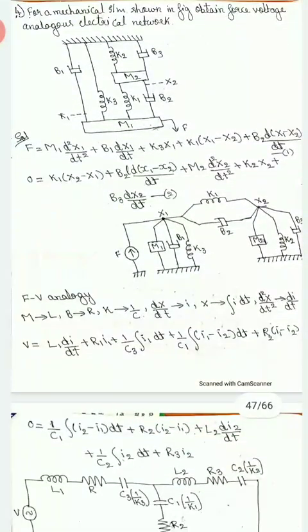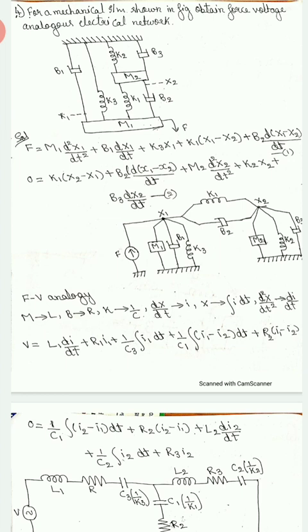Problem: for a mechanical system shown in figure, obtain the force-voltage analogous electrical network. This is the given diagram. First you convert that diagram to analyze and write the equations. If we draw another diagram, then it will be easy. By seeing that diagram you can write the equations easily. First write the diagram, next you write the equations.